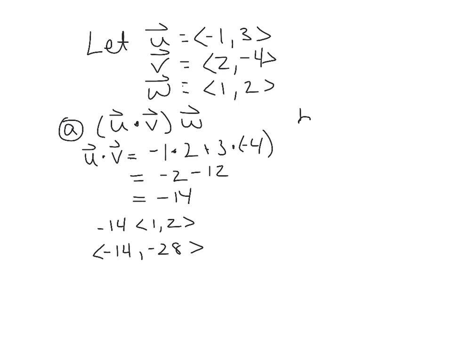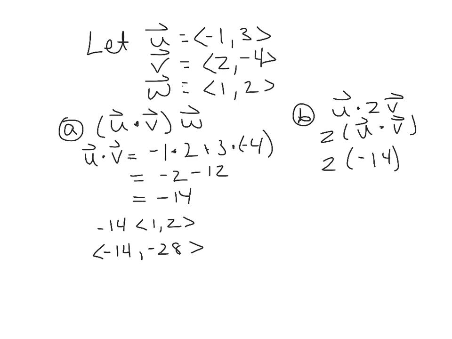And that is U dot V times the W vector, which should make sense to us because U dot V is a scalar, and when I multiply a scalar times a vector, I get a vector. Letter B is U dot 2V. So that is 2 times U dot V. And I know from the first example, letter A, that that's 2 times negative 14, which equals negative 28. Easy peasy lemon squeezy.